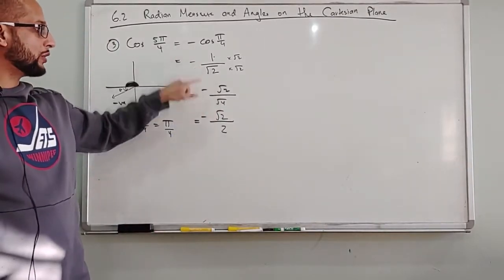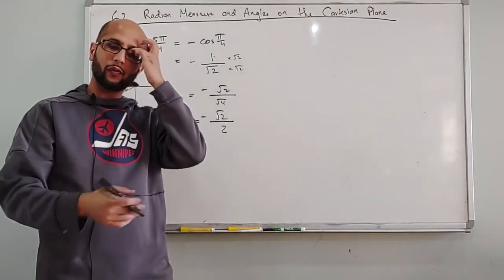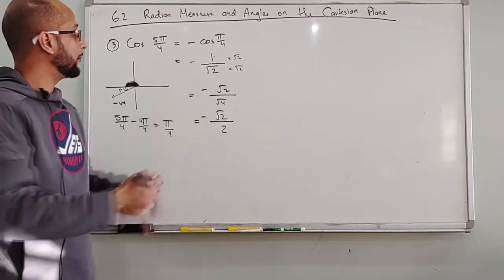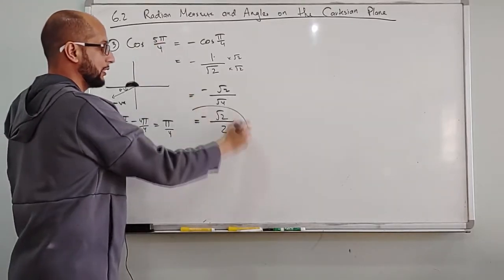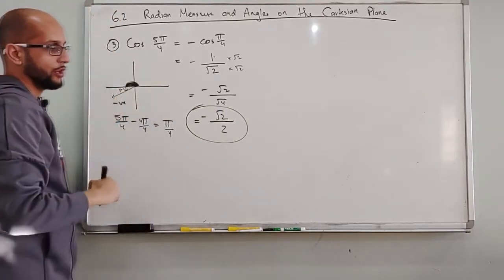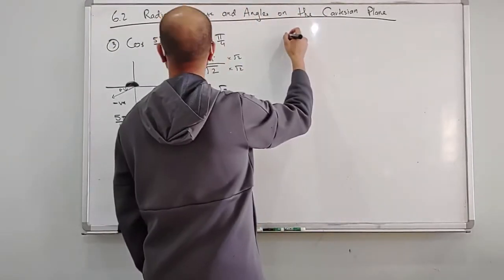So 1 over root 2 is the same thing as root 2 over 2, and oftentimes you will see sine of pi over 4 or cosine of pi over 4 represented as root 2 over 2. So cosine of 5 pi over 4 is negative root 2 over 2, because 5 pi over 4 is in quadrant 3. Let's look at the next one.